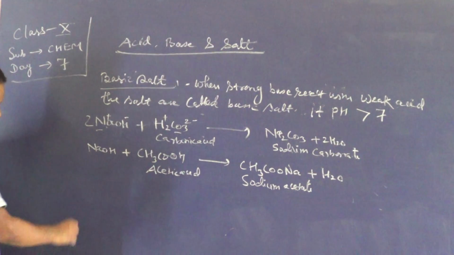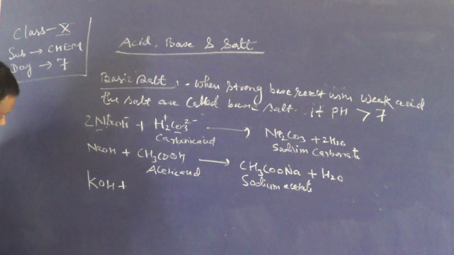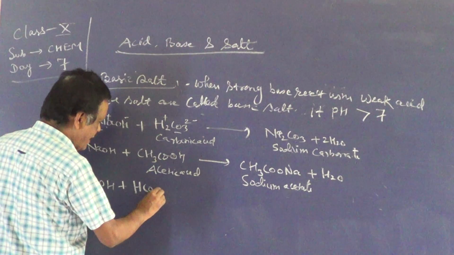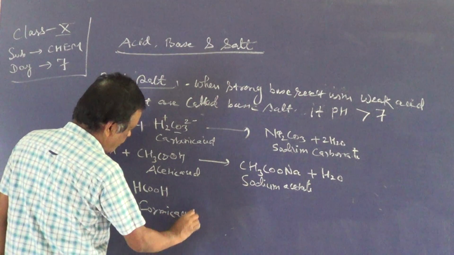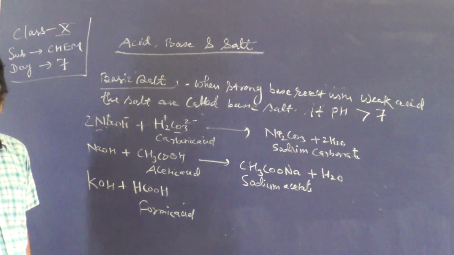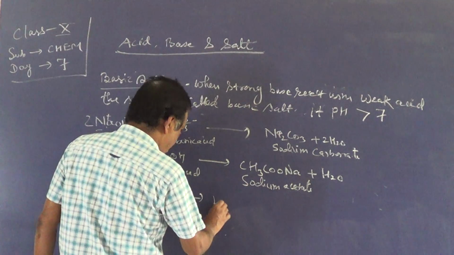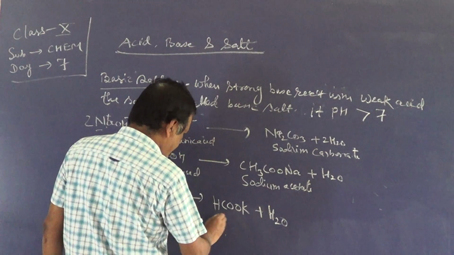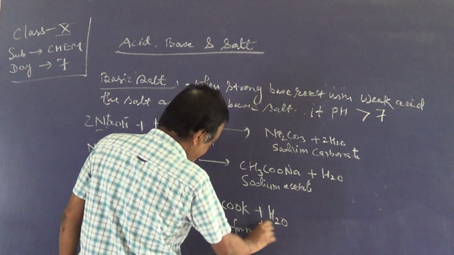Okay. Now a strong base, KOH, and a weak acid, formic acid, HCOOH. What is the IUPAC name of formic acid? Methanoic acid. They react together to form HCOOK plus water. This compound is known as potassium formate. This is your basic salt.